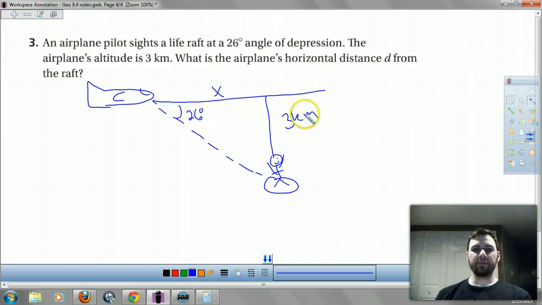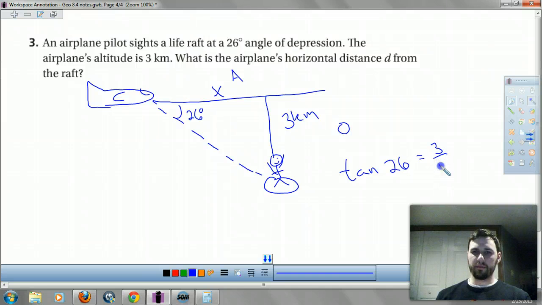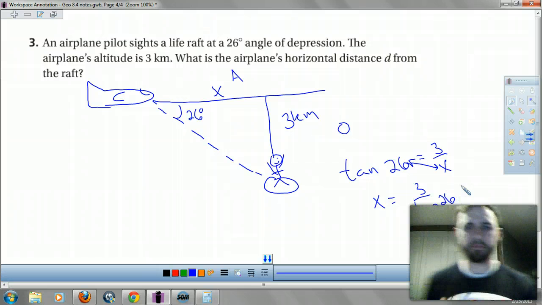So we have our angle. Again, we have an opposite and adjacent. You're going to see tan comes up a lot in these guys. Set my tan of 26, right? Equals my opposite over my adjacent. Okay? Teacher trick: you can switch those around. Did you know that? Well, you do not. x equals 3 divided by tan of 26.